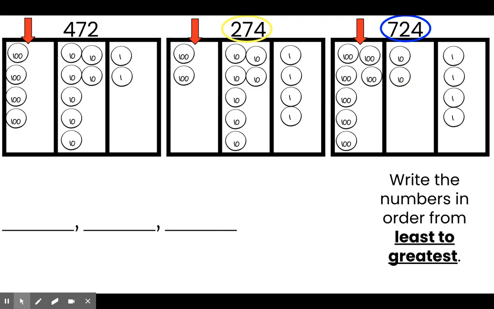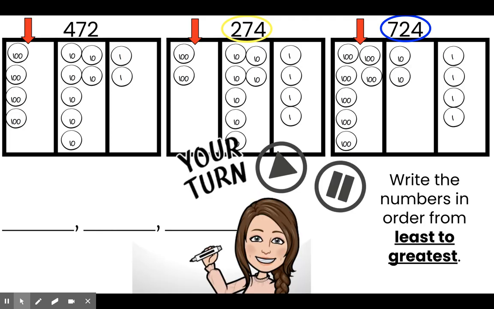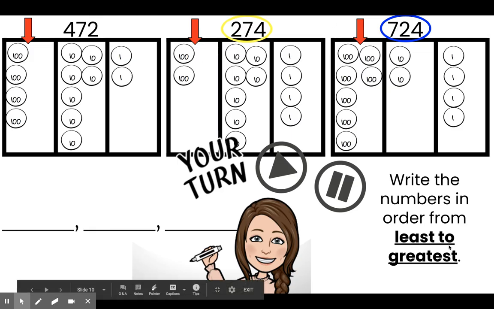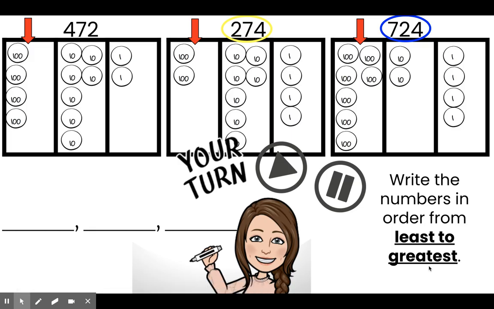Last question. I want you to write the numbers in order from least to greatest. I want you to pause your video. On your whiteboard, I want you to write these 3 numbers in order from least to greatest. Remember, least is the number with the smallest value. Greatest is the number with the greatest value. When you're ready to check your work, press play.